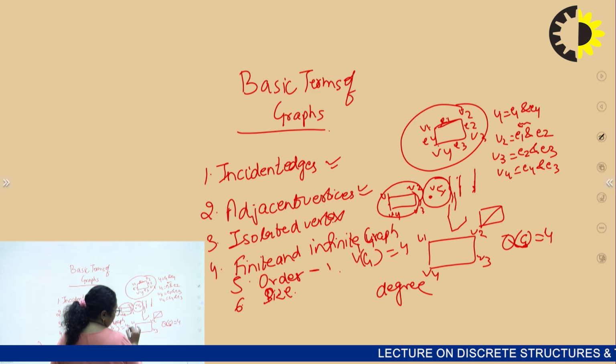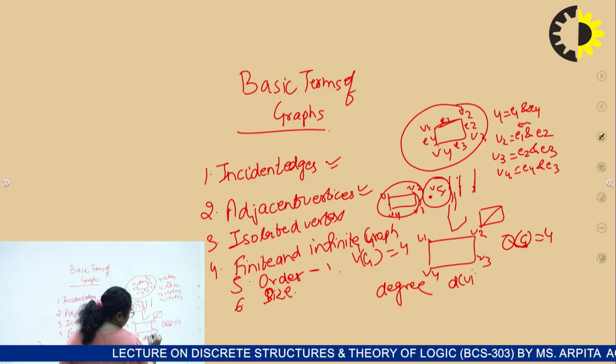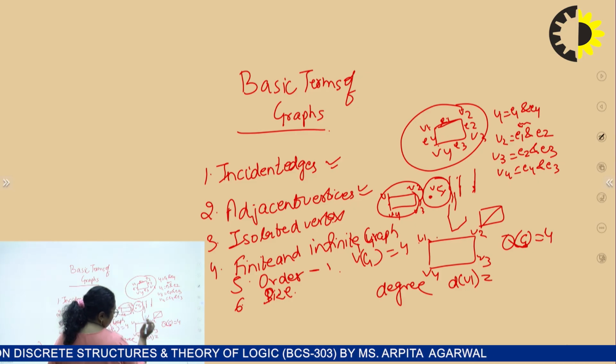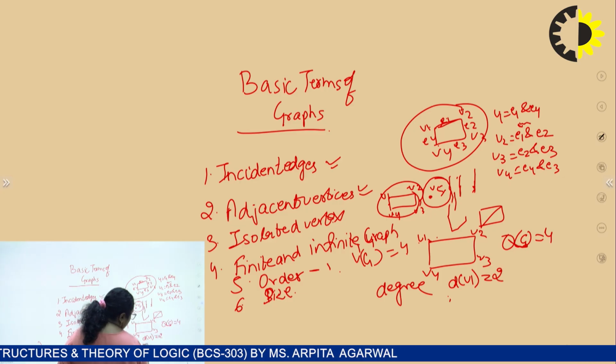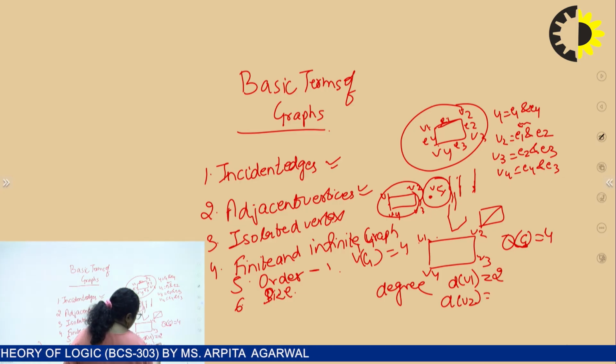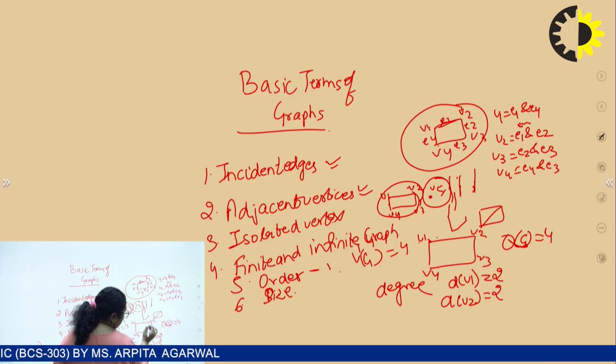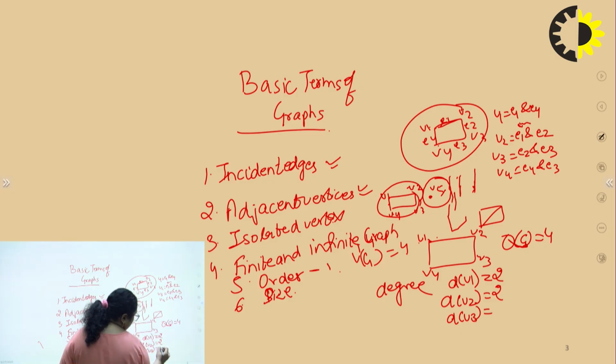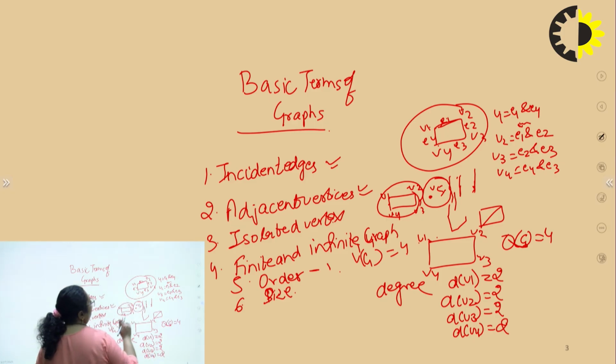Next, we have degree. The number of edges incident on a vertex is termed the degree of that vertex, denoted by d. The degree of vertex V1 is 2 because 2 edges are incident on it. The degree of vertex V2 is again 2 because 2 edges are incident on it. The degree of vertex V3 is again 2, and the degree of vertex V4 is again 2, because 2 edges are incident on each.